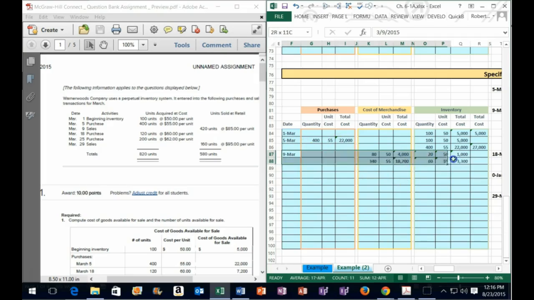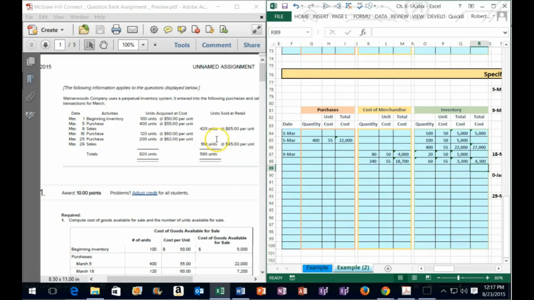So as of this date, we have $1,000 worth of the $50 units, which are 20 of them, and $3,300 worth of the 55 units, which we have 60 of. If we sum those up, the 1,000 plus the 3,300 gives us the 4,300. Now we're going to post the journal entry.